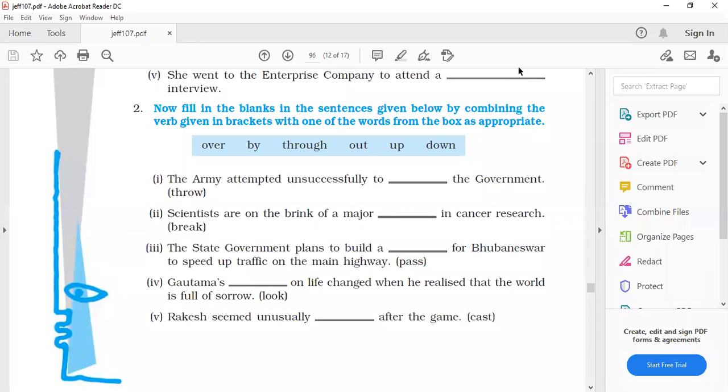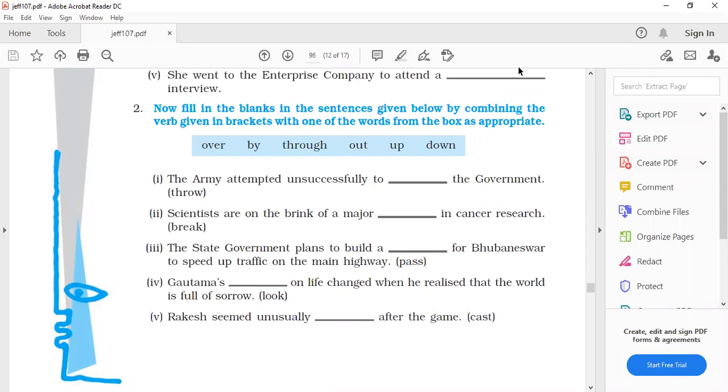Overthrow मतलब गिराना, गवर्नमेंट को खत्म करने के लिए. Scientists are on the brink of a major breakthrough in cancer research. Breakthrough, that means to find something new. साइंटिस्ट आर ऑन द ब्रिंक ऑफ मींस किनारे पर हैं एक नई डिस्कवरी के, नई चीज को ढूंढने के लिए in the research field. The state government plans to build a bypass for Bhubaneswar to speed up traffic on the main highway. बाईपास मींस मिडवे.